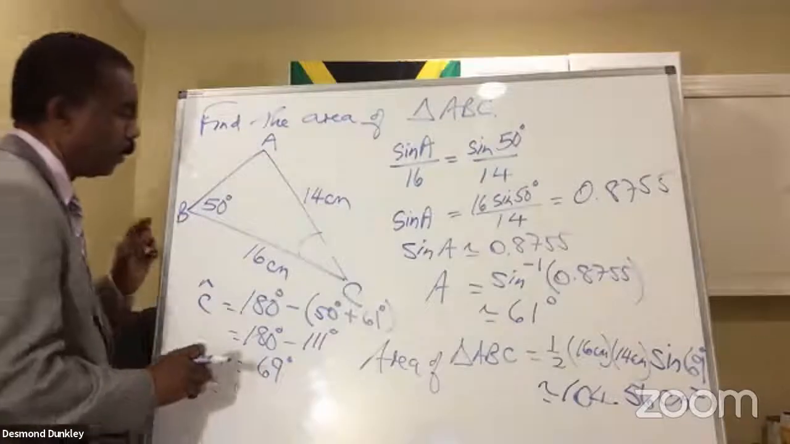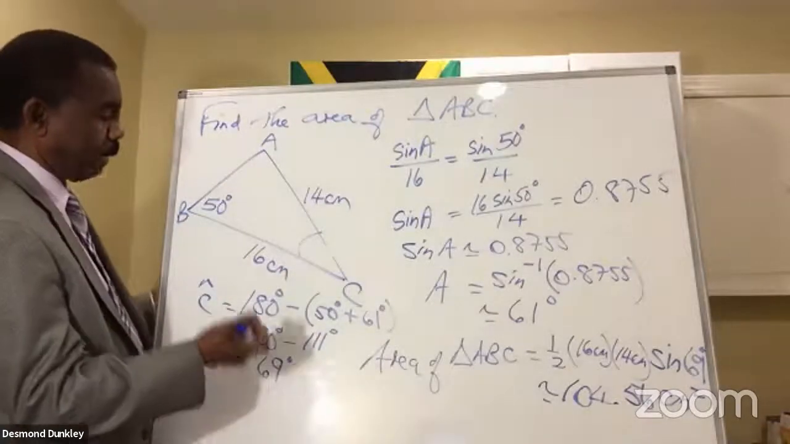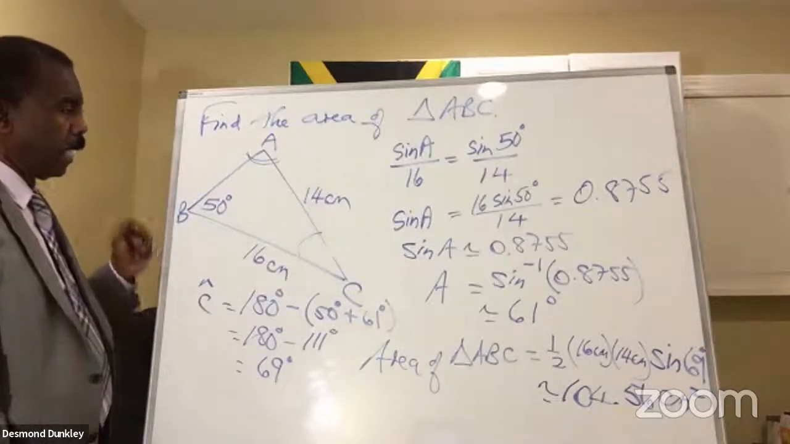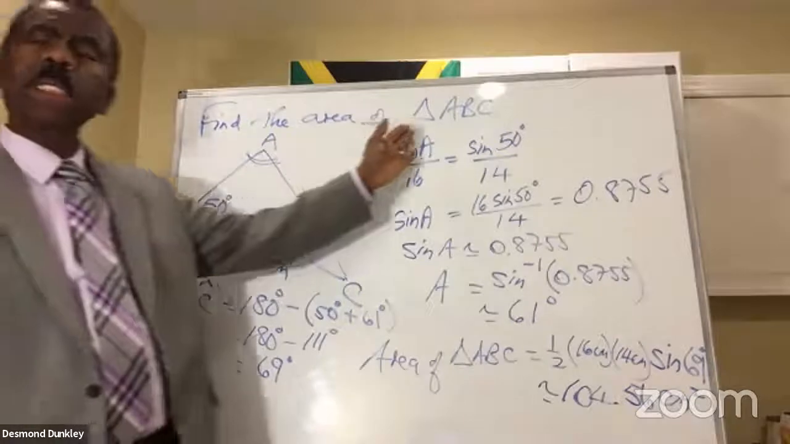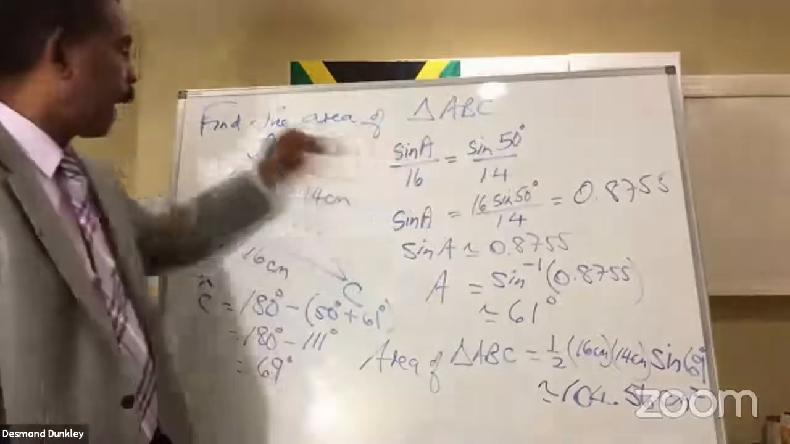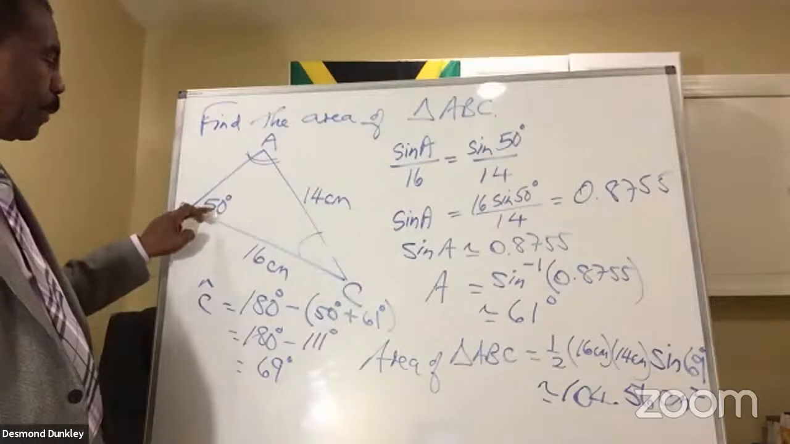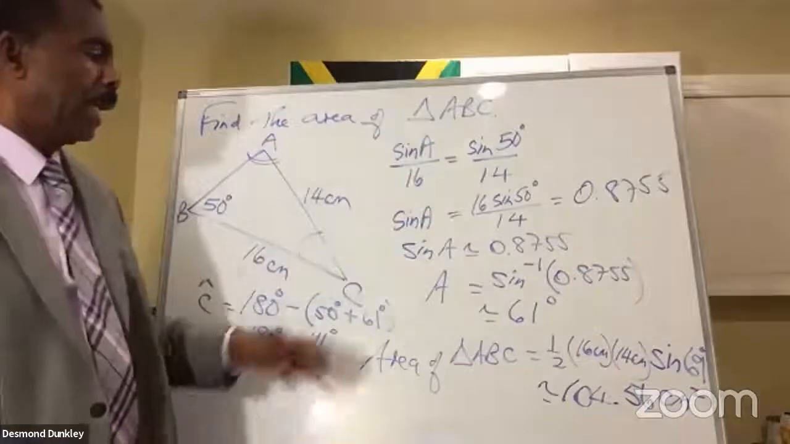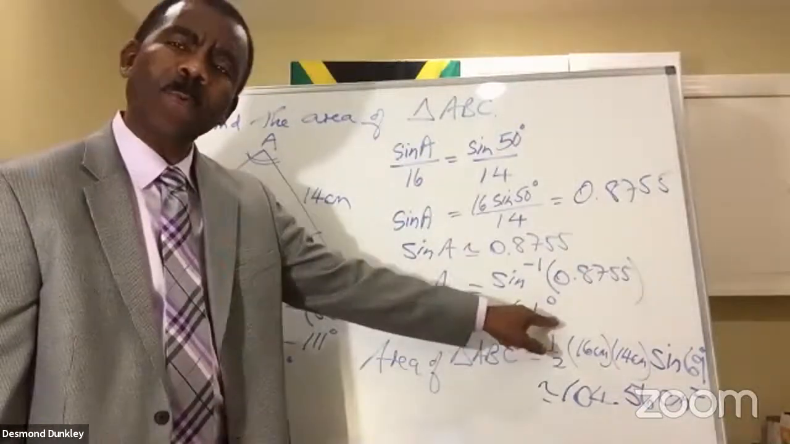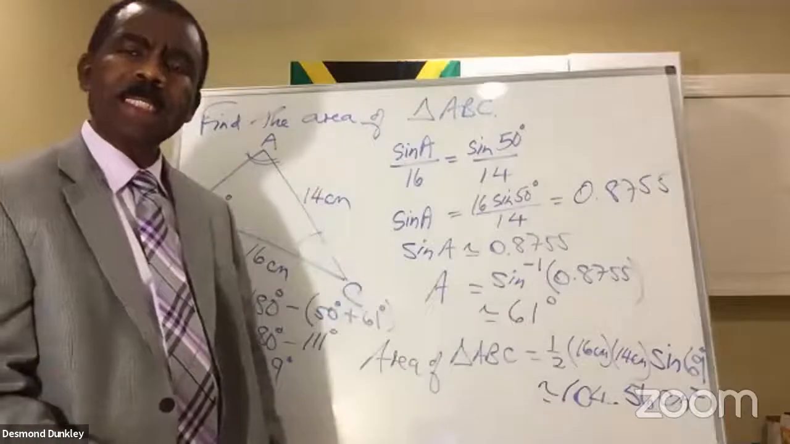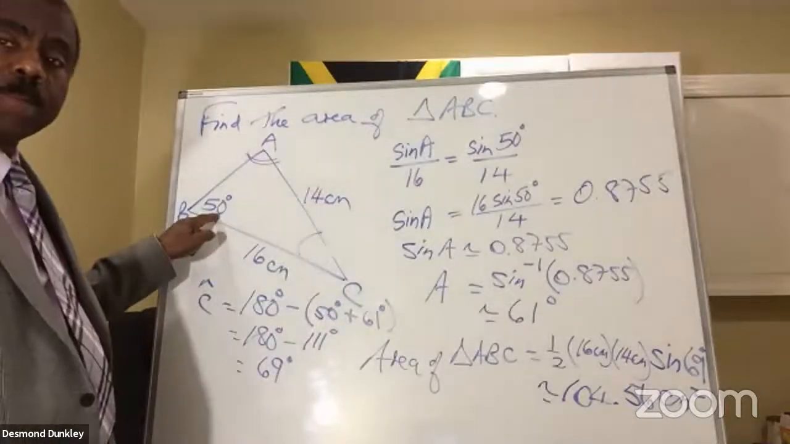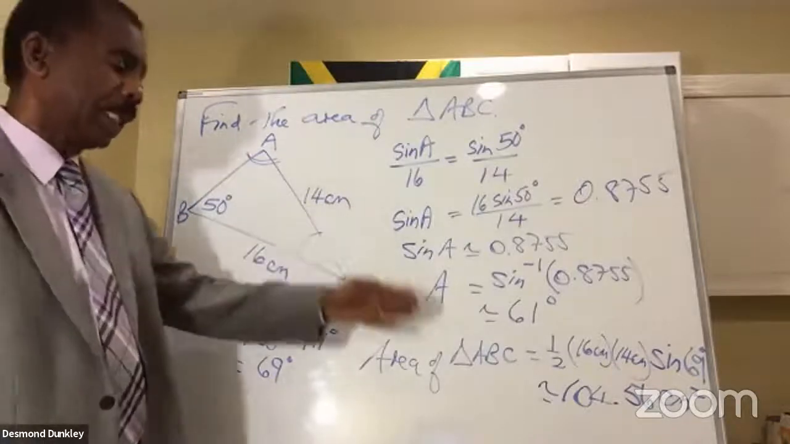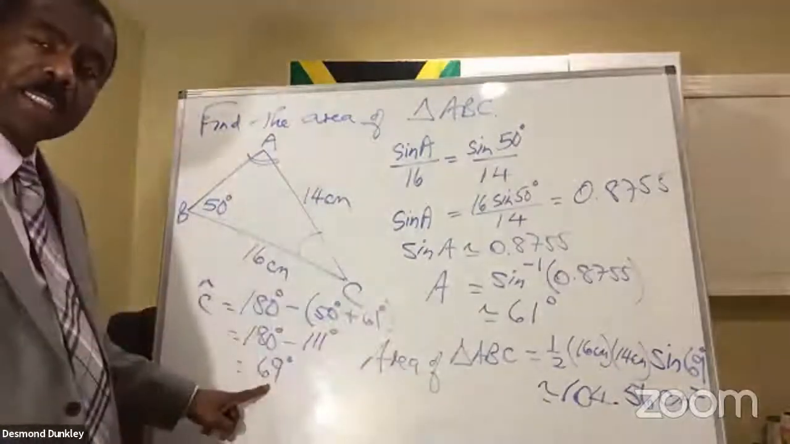So what did we do? We analyzed our situation and realized that the best move was to find angle A. We found angle A by using the law of sines: sine of angle A over side a is equal to sine of angle B over side b. Solving that, we ended up with angle A as approximately 61 degrees. Knowing that angle B was 50 degrees, we were able to determine that angle C was 69 degrees.